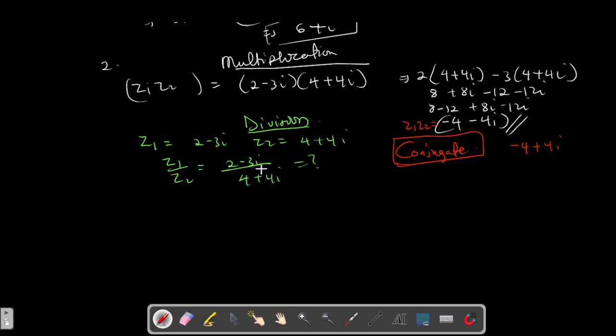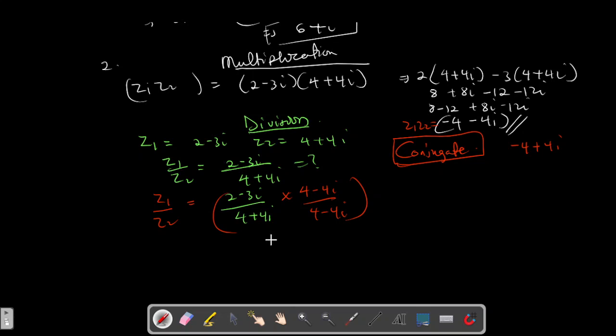Now we apply the same thing to solve the quotient. My z1 over z2 is simply equal to 2 minus 3i over 4 plus 4i. Then I multiply top and bottom by the conjugate of the denominator. The idea is to eliminate the fraction, so we target the denominator so that it will go away. Now, what do I get? I multiply here. And what's the conjugate? 4 minus 4i over 4 minus 4i. As simple as that.